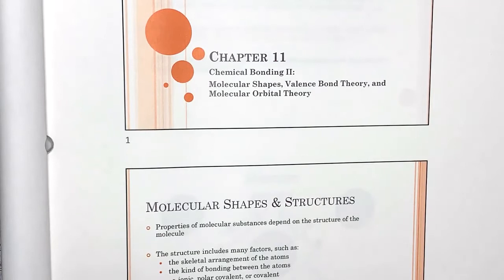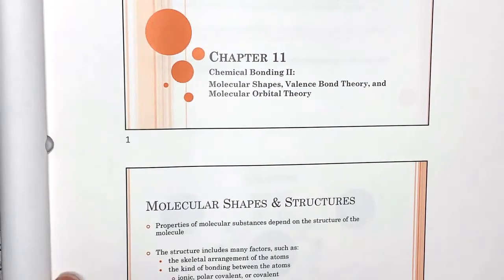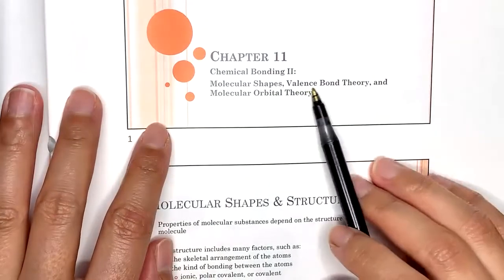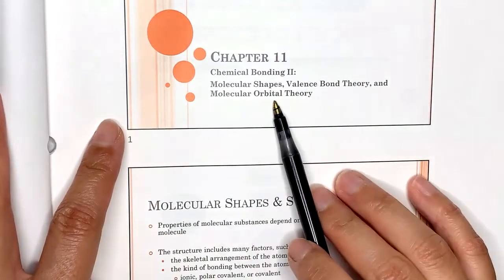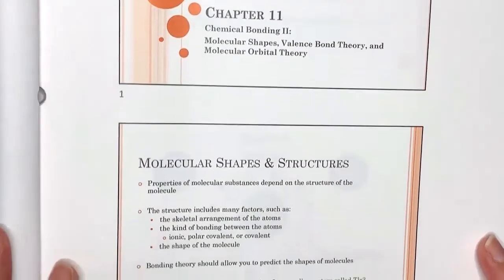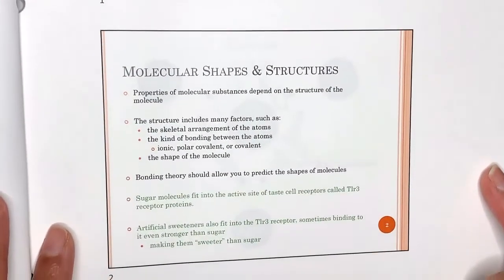Okay, so let's continue on with chapter 11. Chapter 11 is going to talk about shapes of molecules. And we're going to go over two theories: valence bond, which is the VSEPR, and molecular orbital, which has more to do with physical chemistry and quantum mechanics stuff.